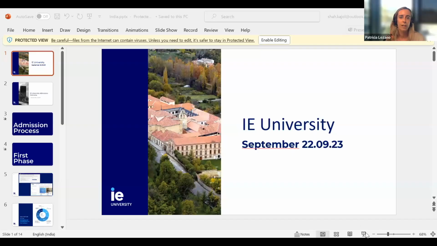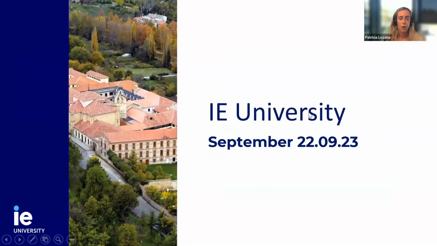Information regarding iUniversity. We have two campuses. We are located in Madrid and Segovia. Despite we are in Spain, we are not a Spanish university as usual because all our bachelor degrees are in English. And we have a big population of international students. Around 80% of our students are international, so they are not coming from Spain.